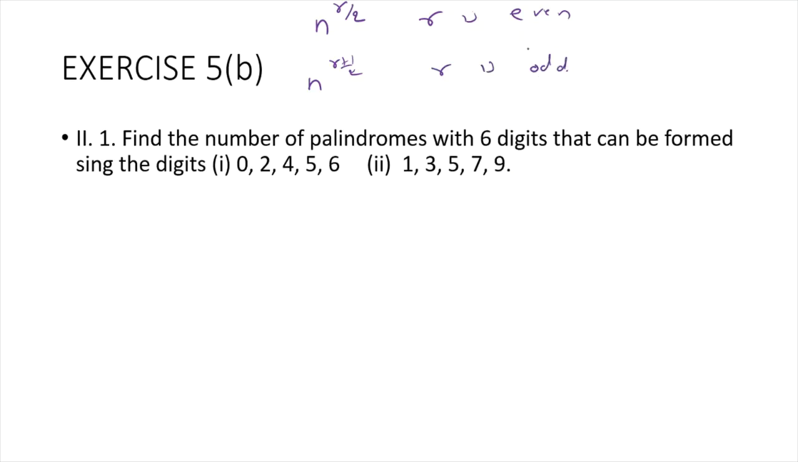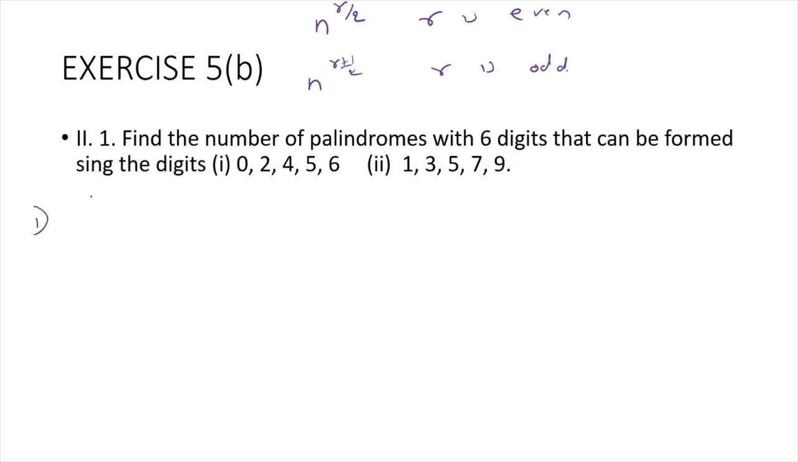When r is an even number, we have to use the first one. When r is an odd number, we have to use the second one. Here r is equal to 6, therefore we have to use the first one. Therefore number of palindromes is equal to n raised to 6 upon 2, which is equal to n raised to 3. Okay, so let us answer the first question.